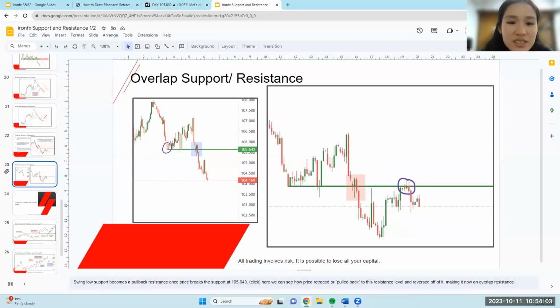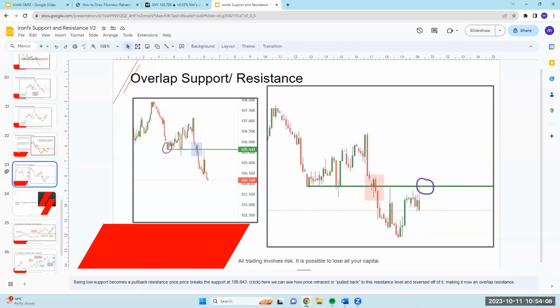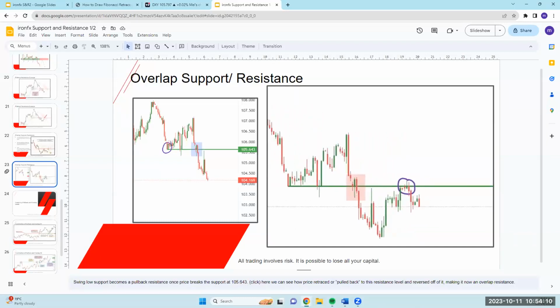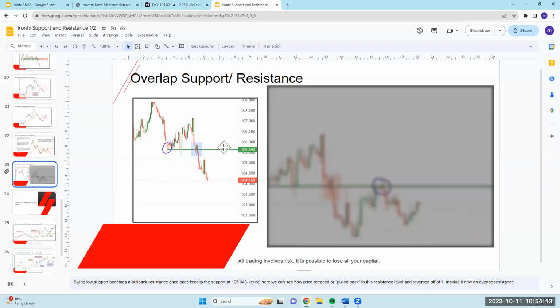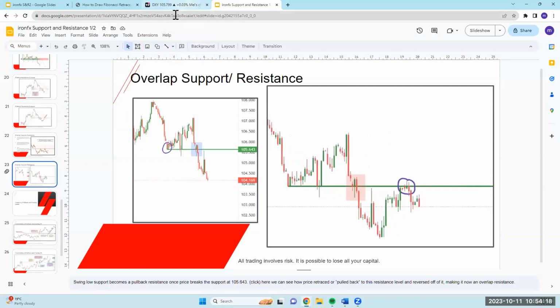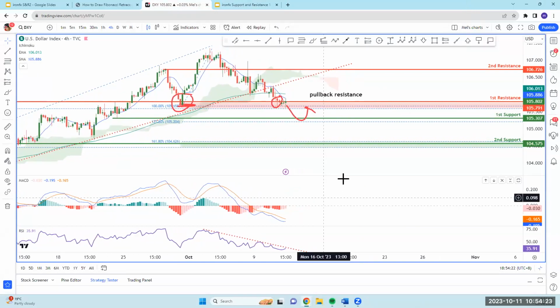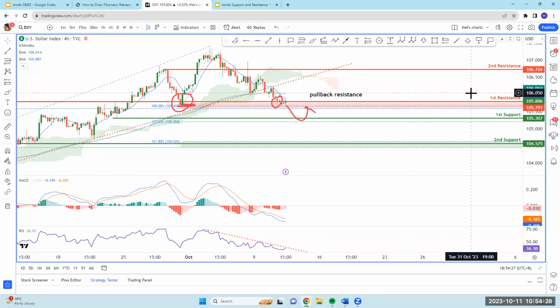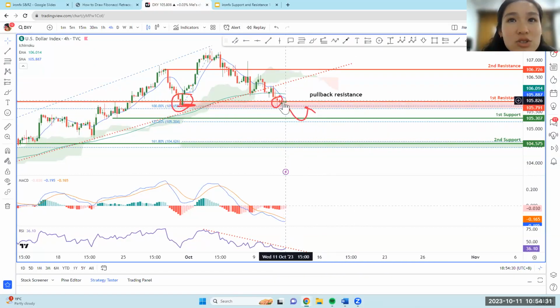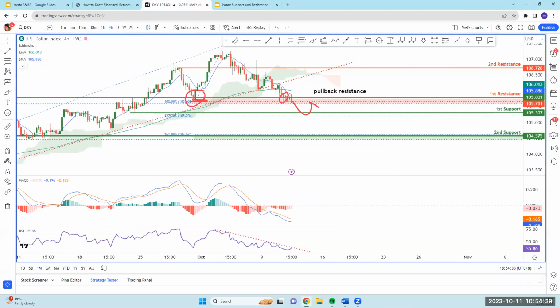Does that answer your question? Yes, I grabbed it. At least I'll further my analysis again. But I understand what you mean. The first resistance, the line you drew, is the pullback resistance. I understand it now. But it is a little bit close to where price is at. So I understand your concern as well.